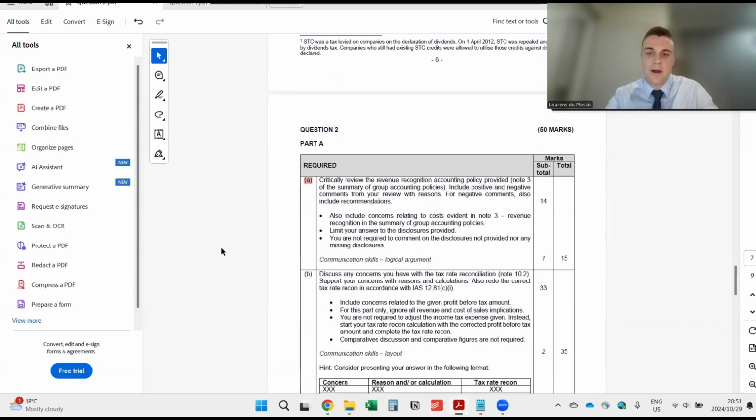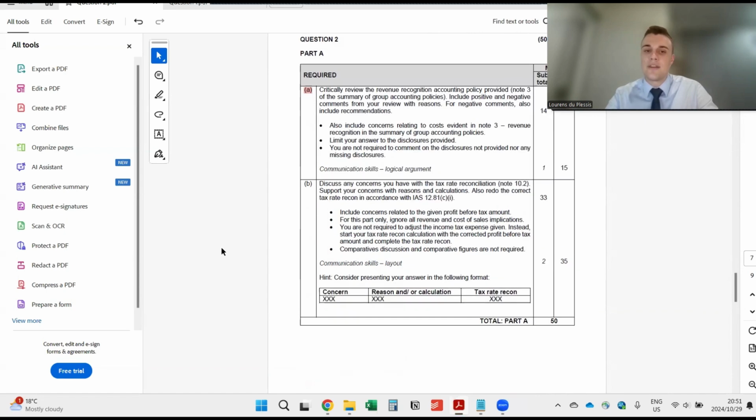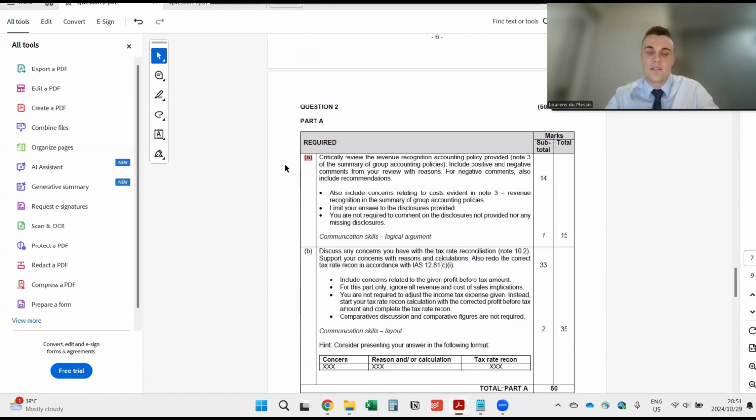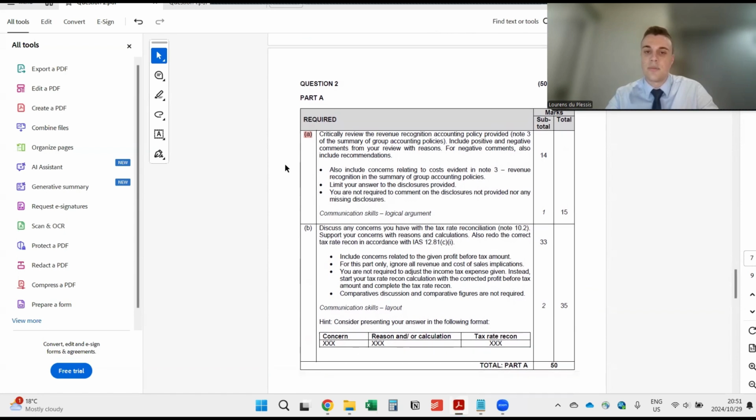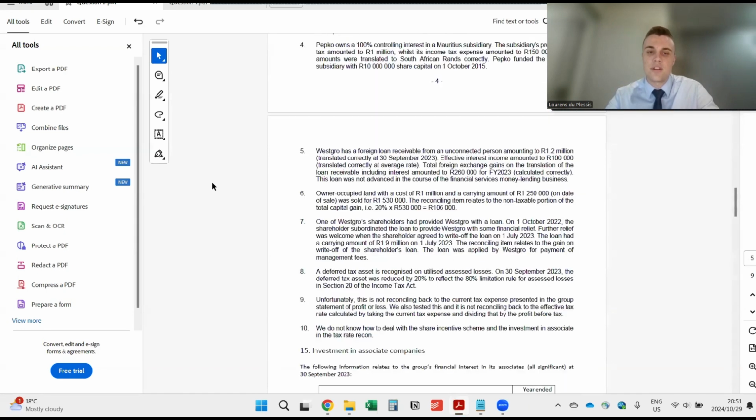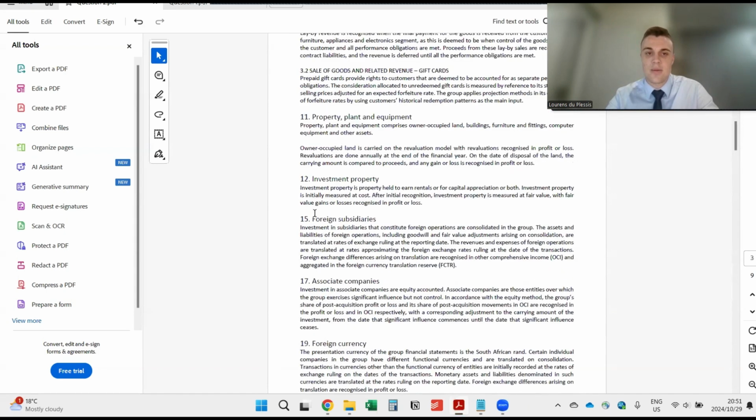So while I'm preparing for my upcoming assessment and working on my exam technique and my knowledge to improve it, I read this question. Part 2A, or question 2, part A, the first question: critically review the revenue recognition accounting policy provided, note 3 of the summary of group accounting policies. Include positive and negative comments for your review with reasons for negative comments. Also include recommendations. Then if I go up to note 3, just to show you what that says.